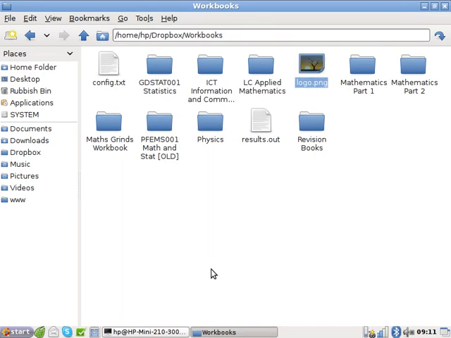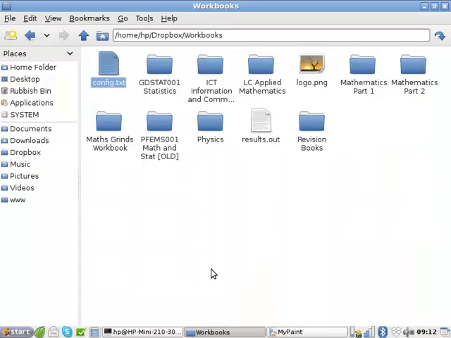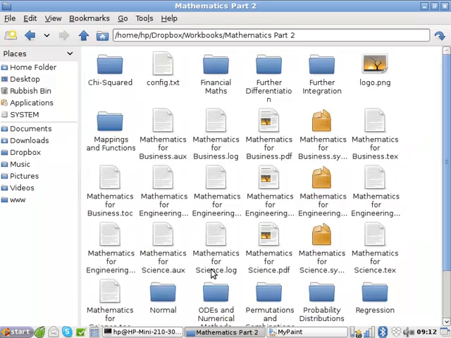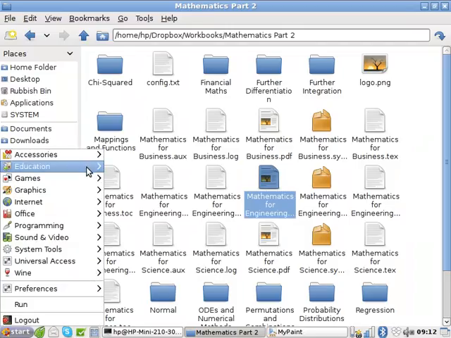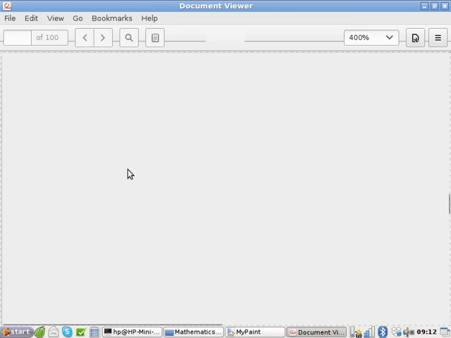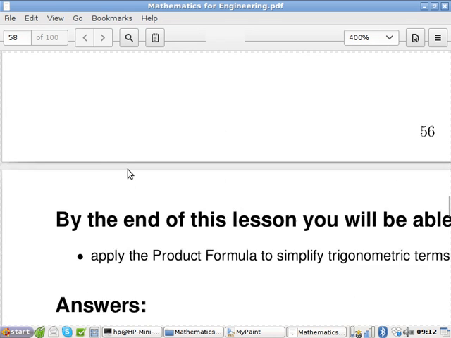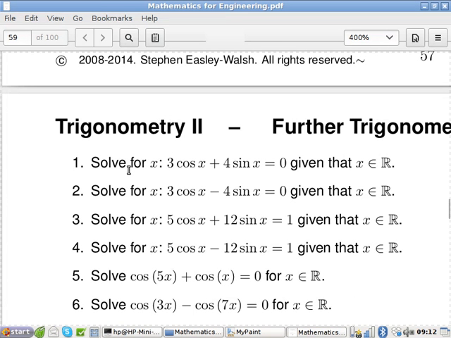Sorry, part 2. Oh my goodness. Where am I going? Workbook, Maths part 2, Maths for engineering. There we go. Oh, and then I'll need my calculator for sure. Right. We were doing those the last time.